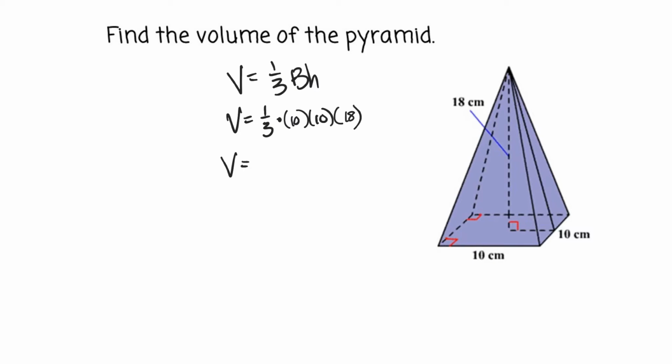So volume equals 1/3 of 18, that's 6. 6 times 100, that's 600 cubic centimeters. That one's pretty straightforward. Let's try another one.